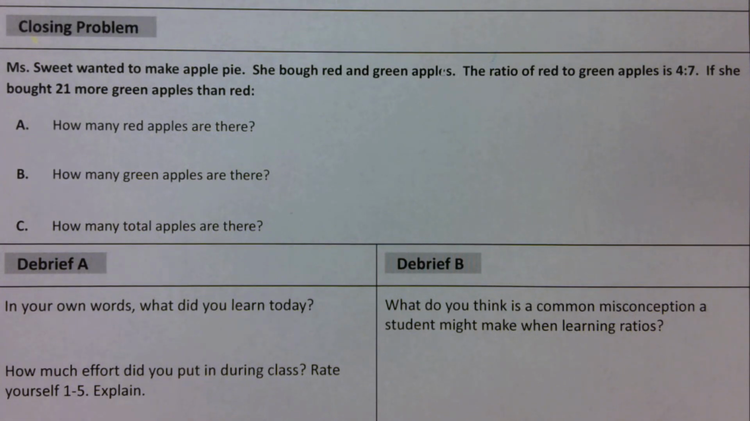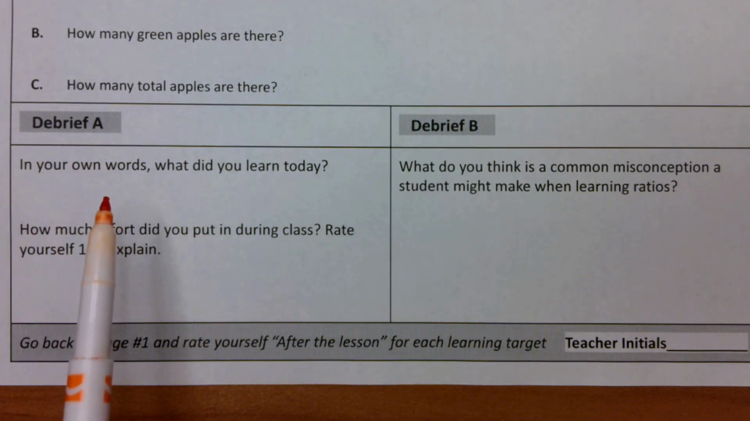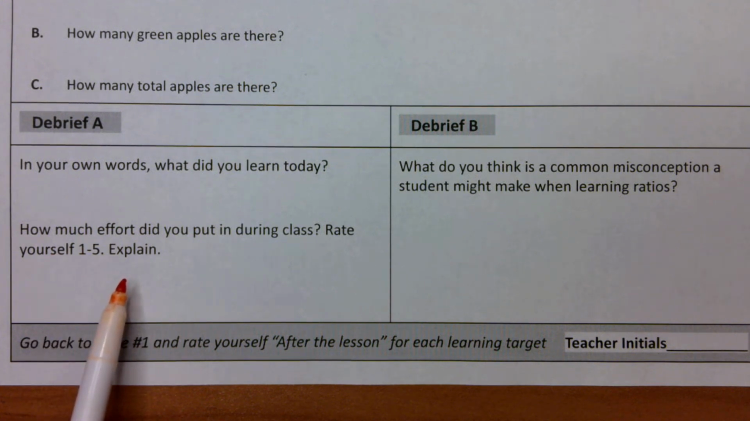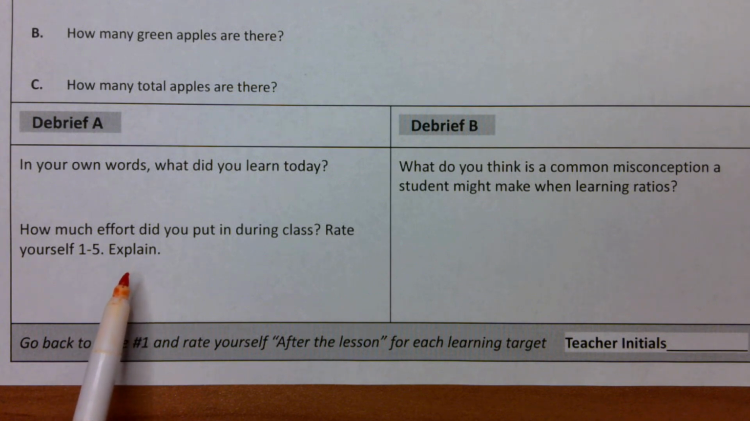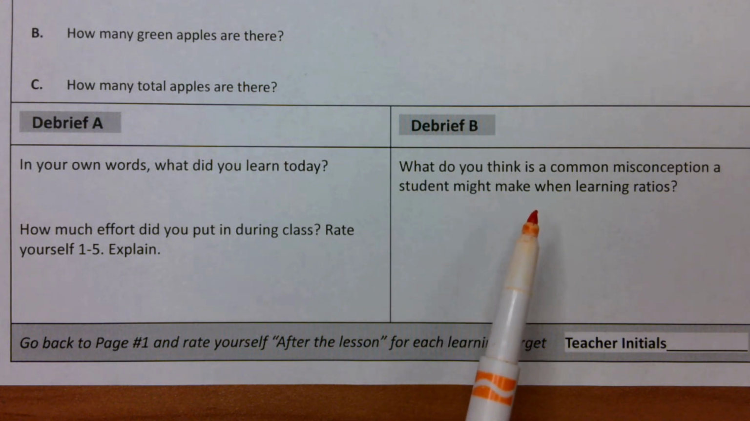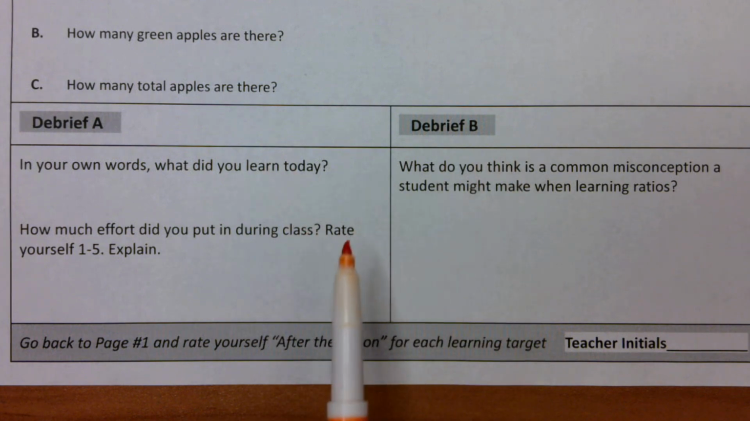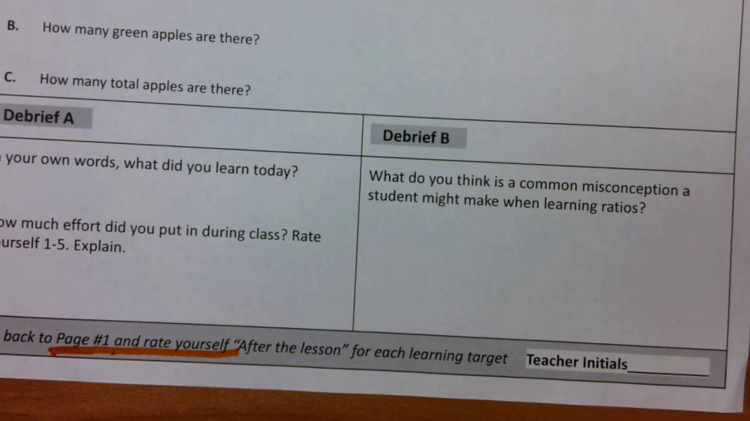Go ahead and complete the closing problem, then come back to the video. And last but not least, take a minute for debrief A. In your own words, what did you learn today? How much effort did you put in? 1 being the lowest, 5 being the highest, and explain. And then what do you think a common misconception or a common mistake a student might make when learning ratios? After you've answered all 3 of these questions, go back to page number 1 and rate yourself after the lesson.